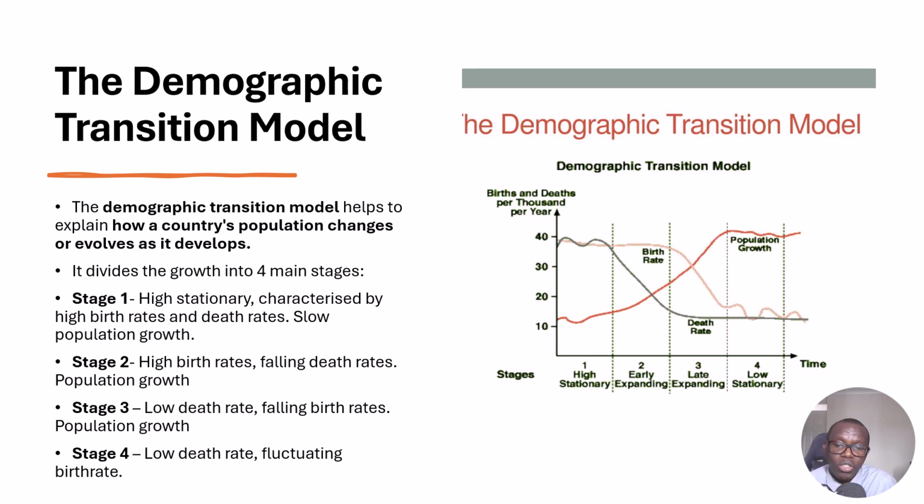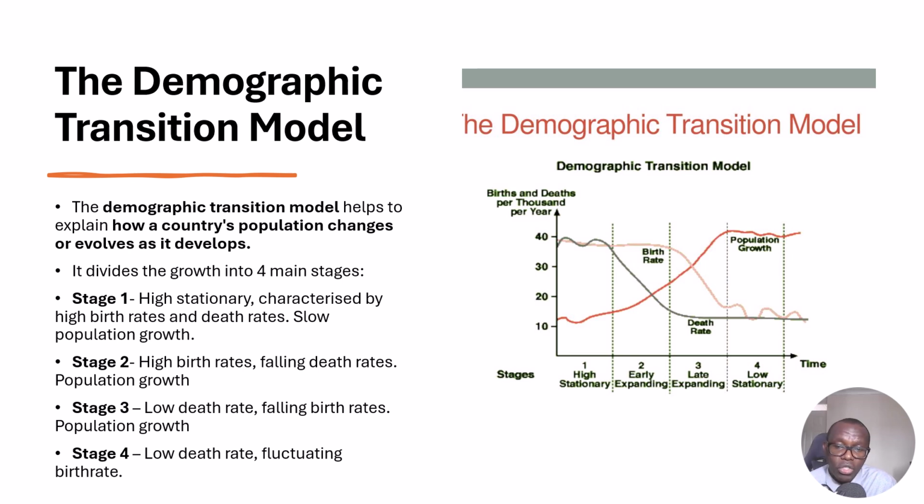So in stage 1, which is the high stationary, you can see here that the birth rates are fairly high, the birth rate obviously being shown by this line here. So the birth rates are high and the death rates are high as well. And as a result, the total population growth, shown by this other line here, is also fairly low.